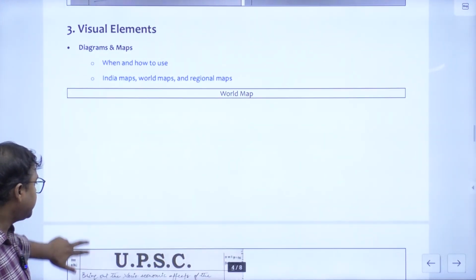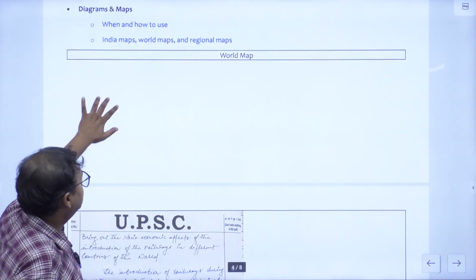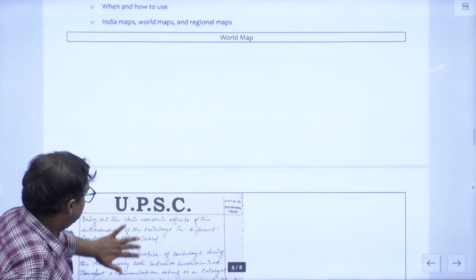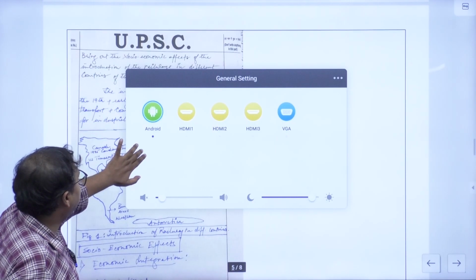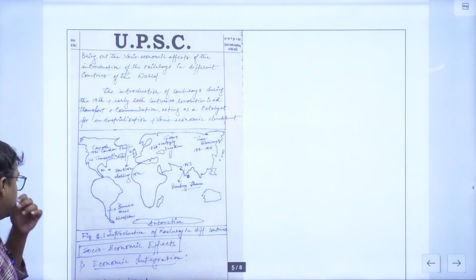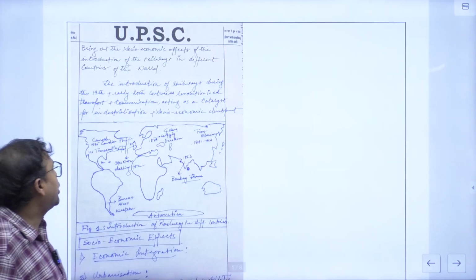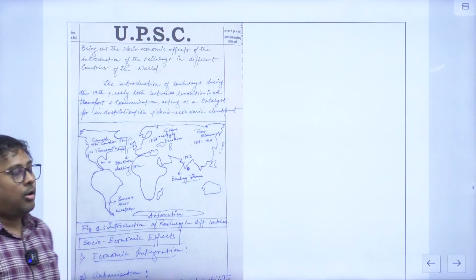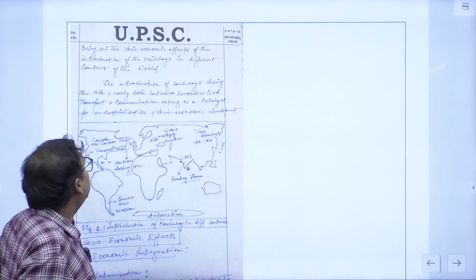I'll give you an example. So this is an example of a world map. Just a second. The diagram is very rudimentary. Okay. What is the question? Let's read the question. Bring out the socio-economic effects of the introduction of the railways in different countries of the world.